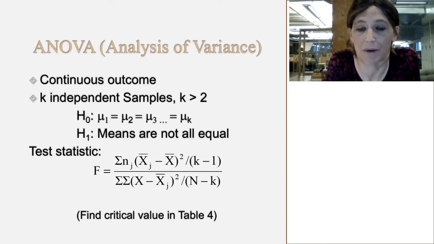The alternative hypothesis for ANOVA is that the means are not all equal. Okay, so we're not going to say which pair of means are different. We're not going to say group 1 versus group 2 is different, or group 1 versus group 3. We're going to say, are there any differences across these means?